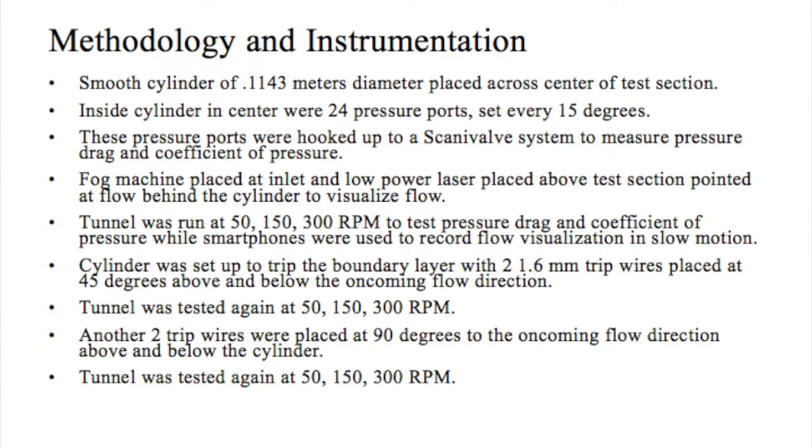A smooth cylinder of 0.1143 meters diameter was placed across the middle of the test section. Inside the cylinder in the center were 24 pressure ports, one for every 15 degrees around the surface of the cylinder. These pressure ports were hooked up to a 64-channel scanivalve pressure measurement system, so coefficient of pressure and pressure drag could be tested at 50, 150, and 300 RPM.